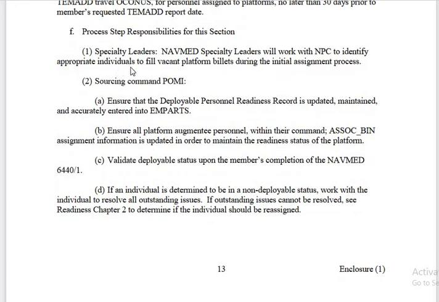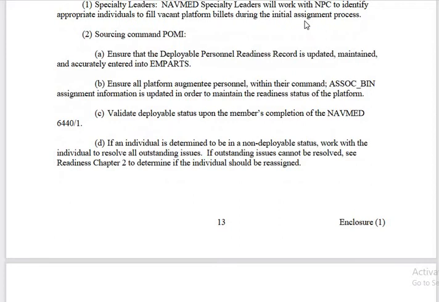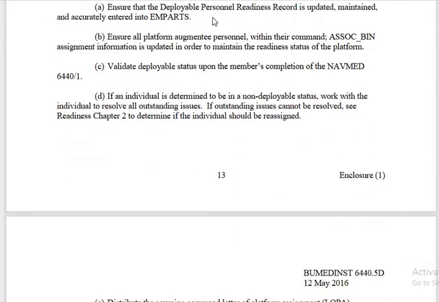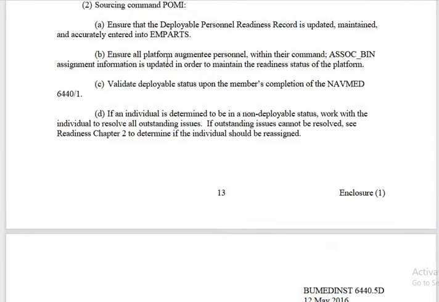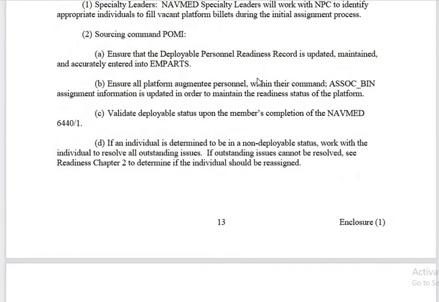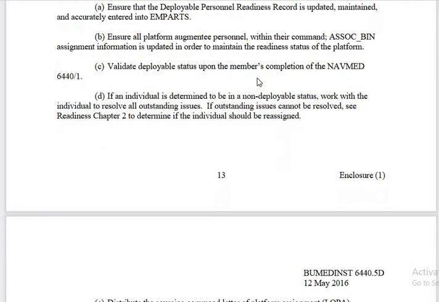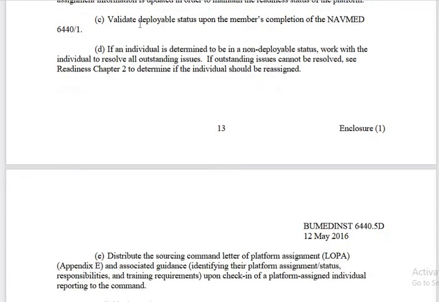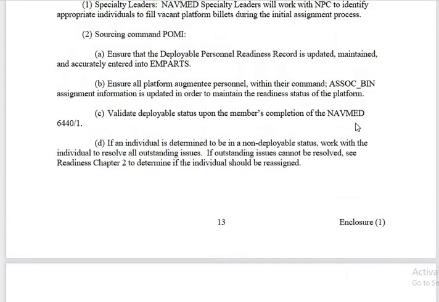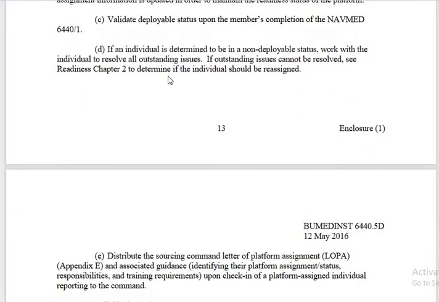So responsibilities: specialty leaders, they work with NPC to identify appropriate replacement. POMIs need to make sure that deployment personnel readiness is updated, maintained, and accurately entered in end parts. So again, POMI, they're checking the end part stuff. They're validating the appointment status after they complete the pre-deployment checklist, the 6440/1. And if they're non-deployable, work with the individual to try to fix them.